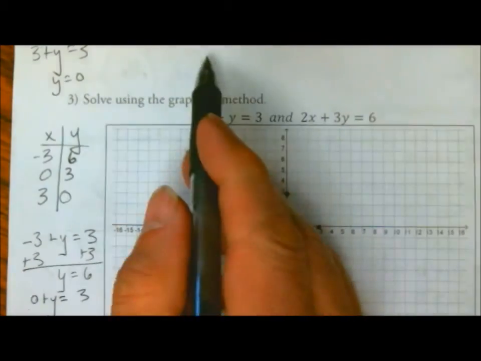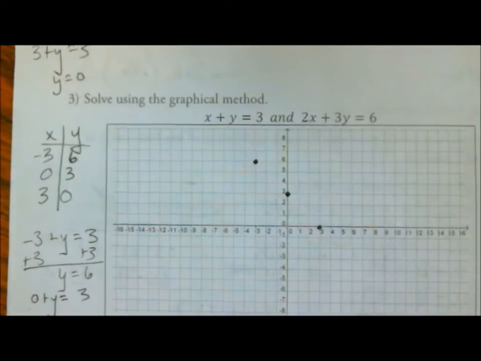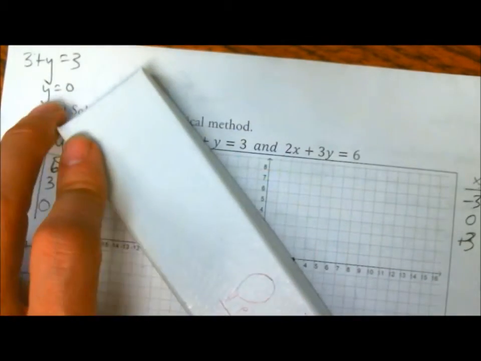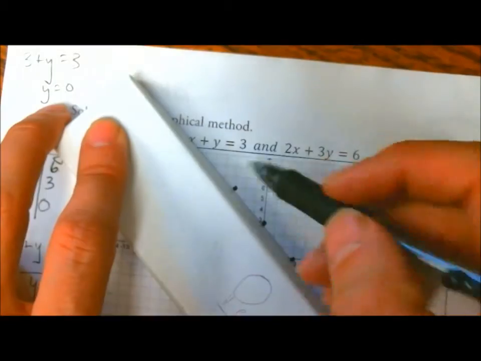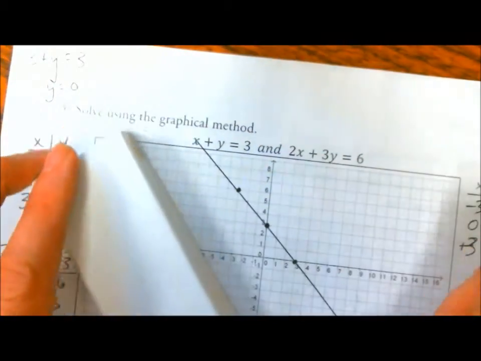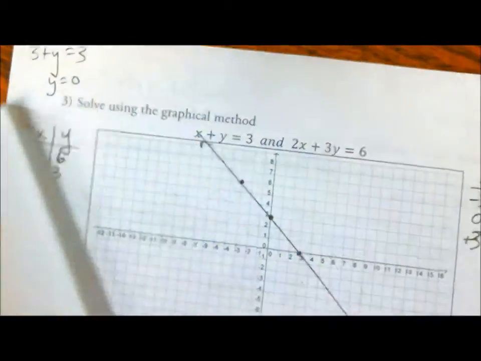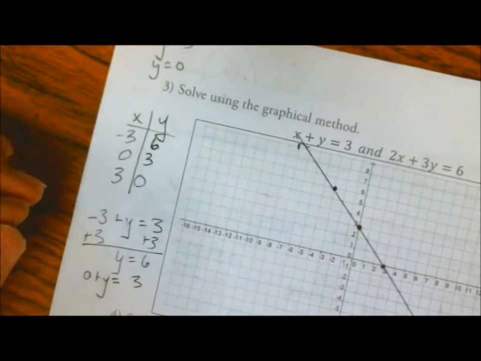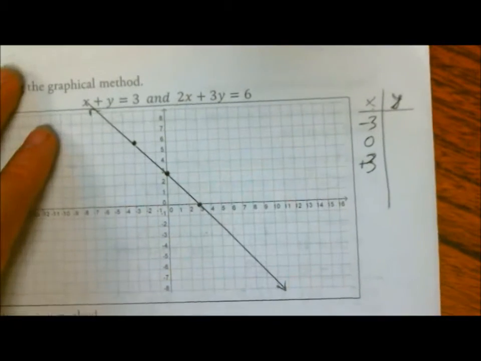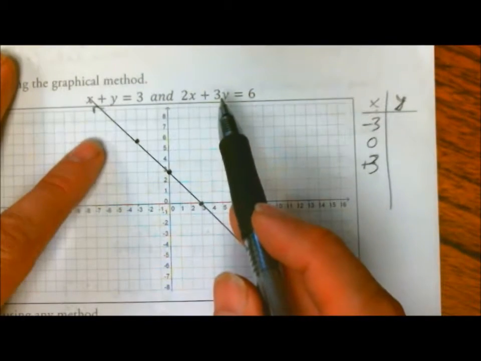I've got 3 different dots all in a line, and so I just grab a straight edge and draw my line. Make it nice and long so that I can make sure the other line, when I graph it, crosses it. Now let's focus on this side and this equation.